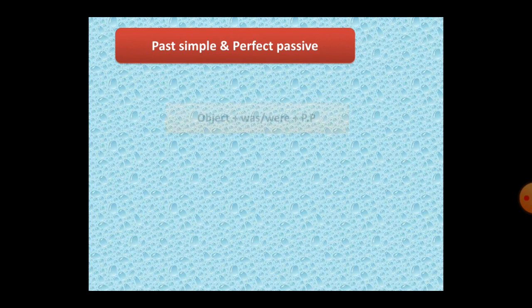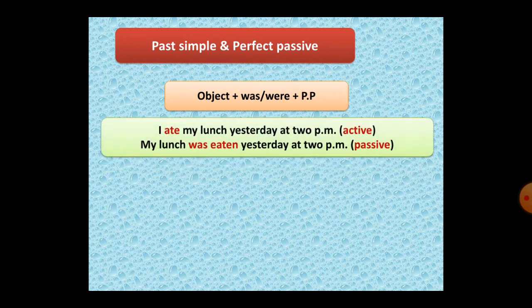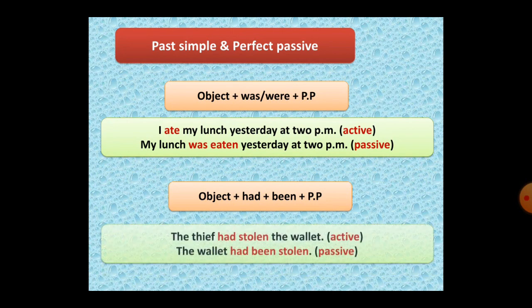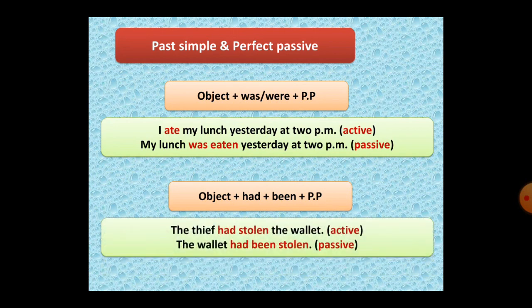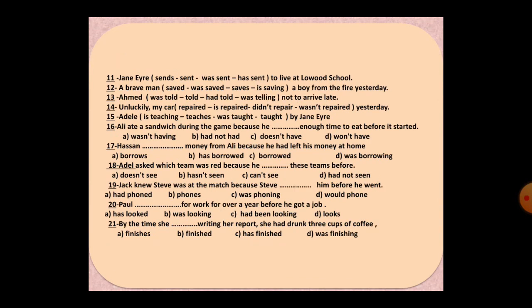Past simple and past perfect passive is so important. When we talk about the past simple passive, here is the object followed by was or were plus PP. I ate my lunch yesterday at 2 p.m. It's an active sentence. My lunch was eaten yesterday at 2 p.m. That's the passive form. When we talk about the past perfect, the thief had stolen the wallet. That's active. The wallet had been stolen. That's a passive form. Here's an exercise related to the new vocabulary and the grammar.